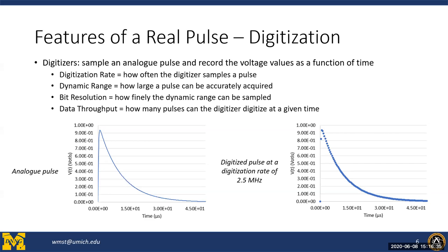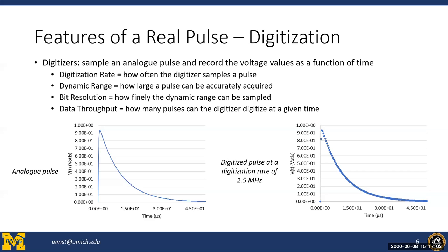And then the last portion is your data throughput. This is how many pulses the digitizer can actually handle, digitize, and return to your acquisition system. This one can be very important, especially when dealing with high throughput or very high activity sources and things of that nature. Now, of course, this is a digitization of our simulated pulse on the left.